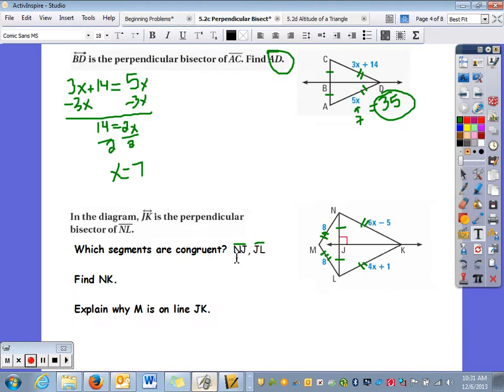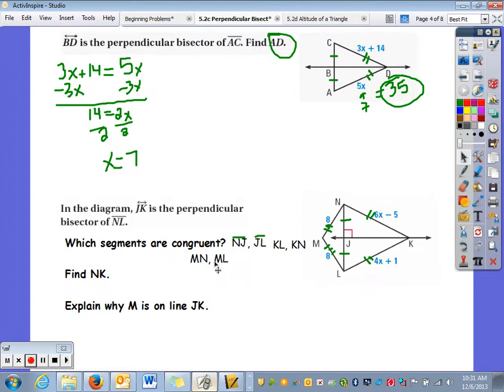So I can list my pairs. We have MN and ML, and we have KL and KN. And again, all of these need the little segment sign above them.